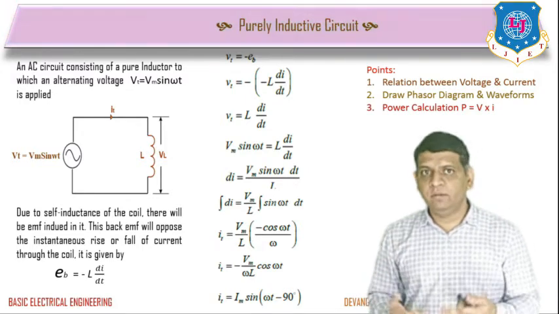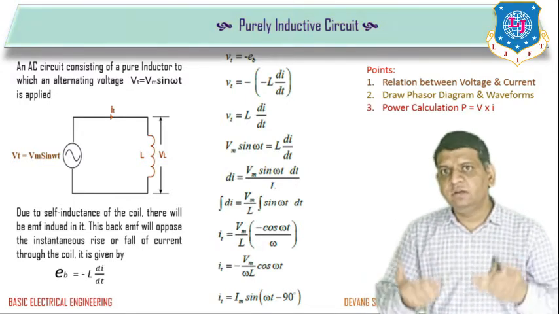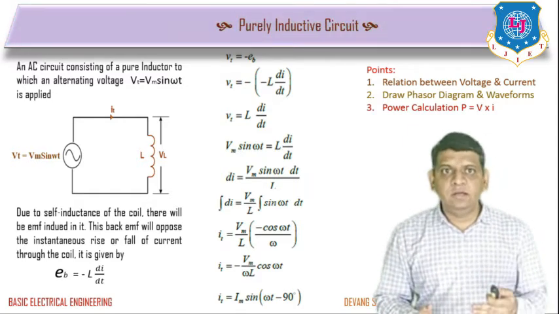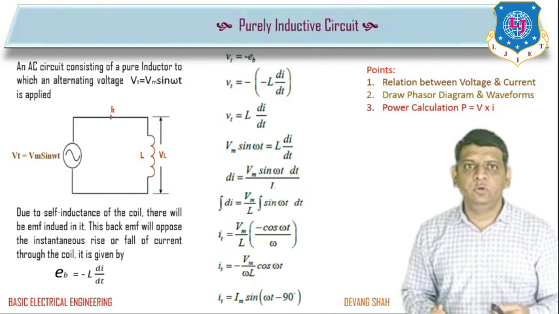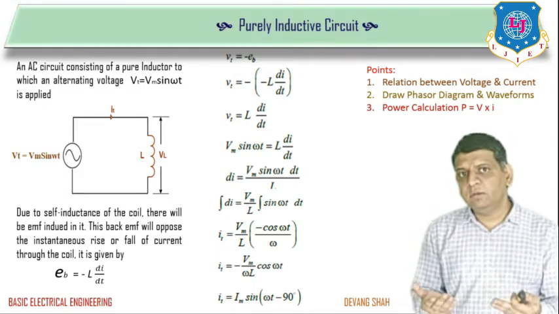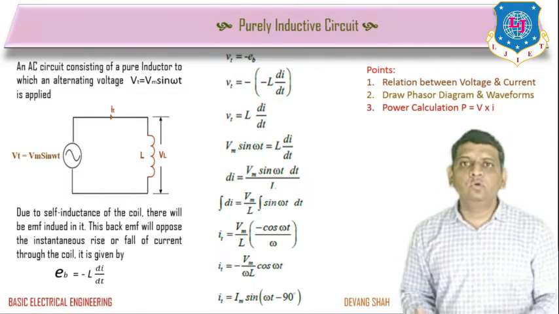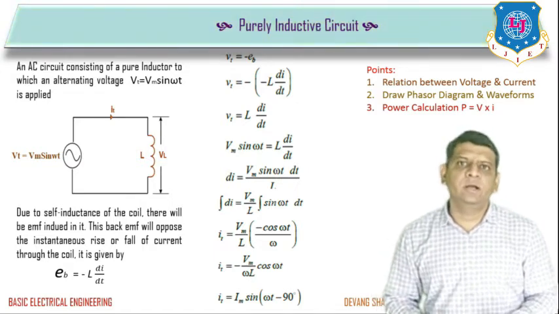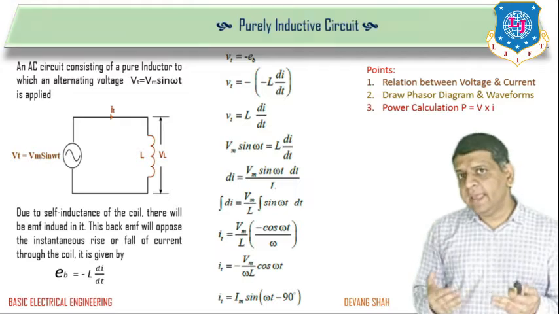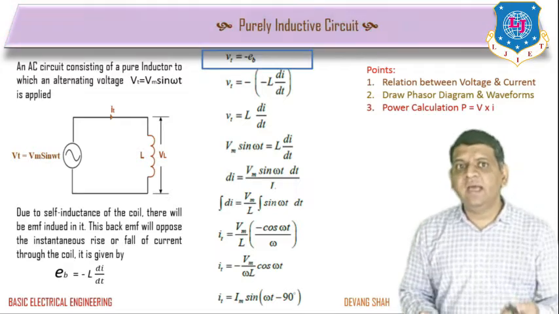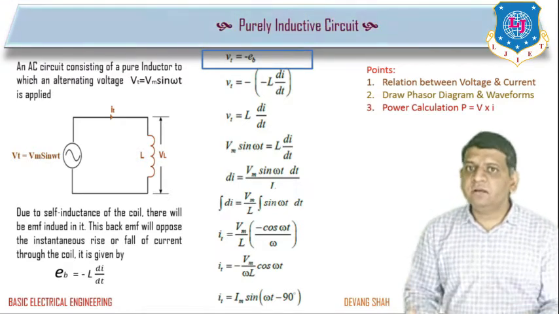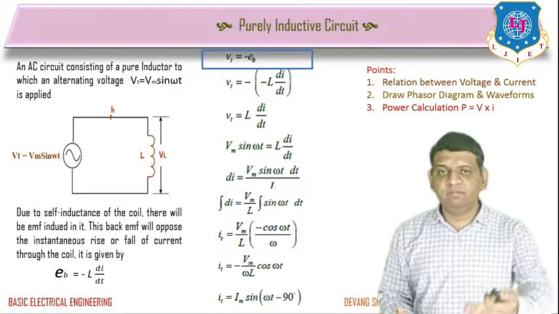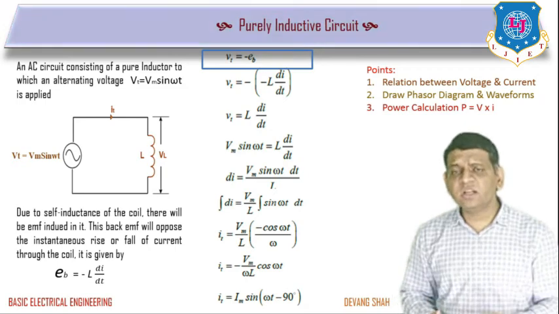P is equal to V into I. Find the value of current. We take the integration of di is equal to Vm by L integration of sin omega t into dt. From this, you can find i(t) is equal to minus Vm divided by omega L into cos omega t. Now here omega L is nothing but what we define as the reactance of inductor, that is represented as 2 pi fL, that we will see in a minute.